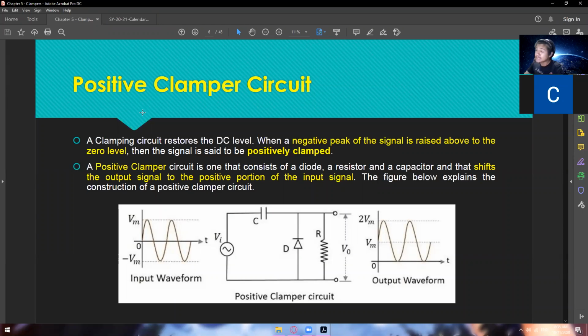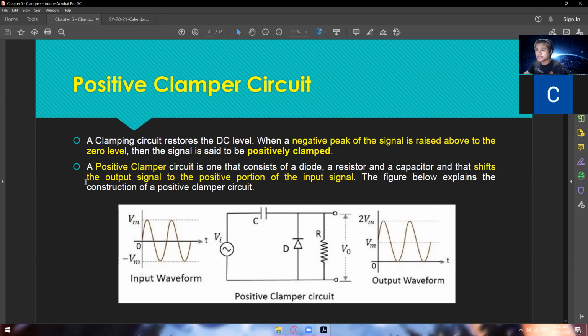So first, positive clamper circuit. So what is positive clamper circuit? It is a clamping circuit that stores a DC level wherein when a negative peak of the signal is raised above the zero level, then the signal is said to be positively clamped. Okay. So a passive clamper circuit is one that consists of a diode, a resistor, and a capacitor. So this is our capacitor, this is the diode, and then this is the resistor or the load resistor.